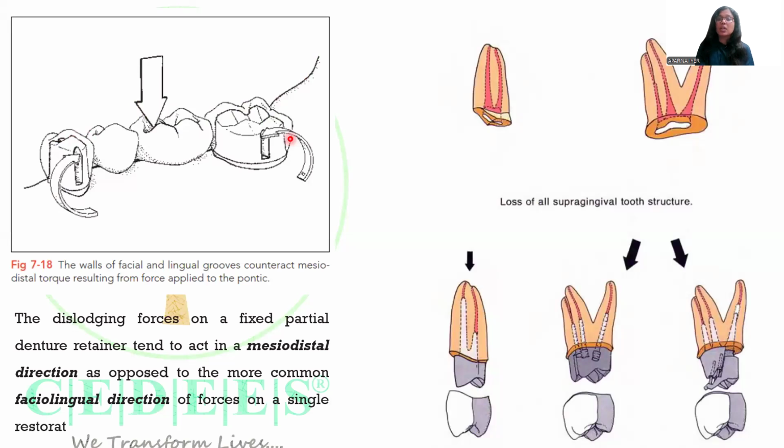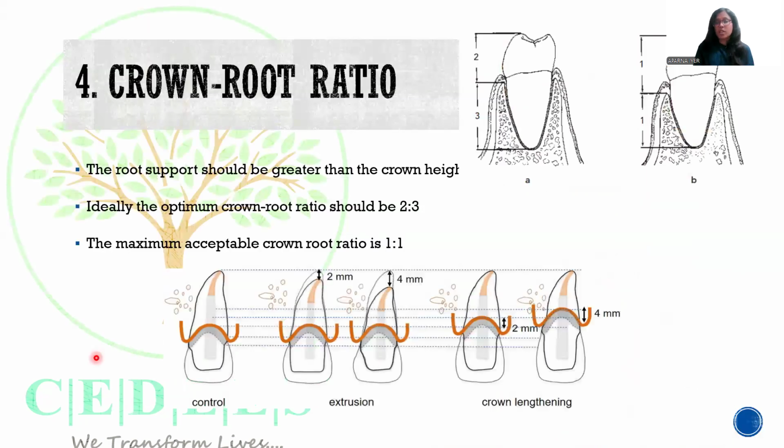In case there is total loss of supragingival tooth structure like this, either consider giving a pin retained amalgam core restoration and then a crown, but definitely post and core is an option which you need to tell the patient. Now, the next option is your crown root ratio.